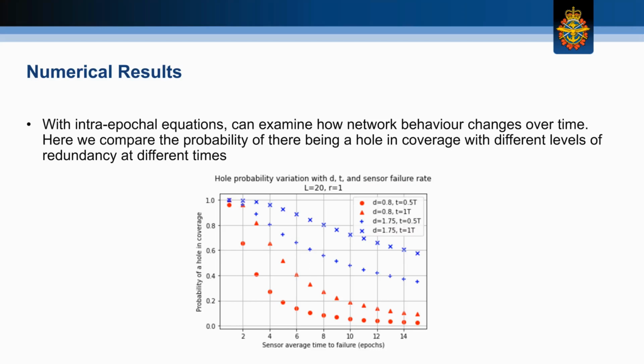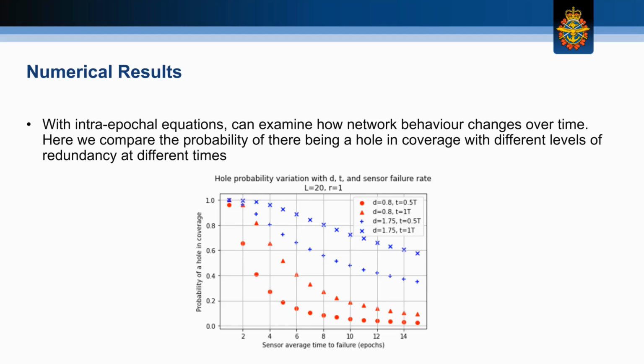And so this figure compares the probability of there being a hole in coverage with different levels of redundancy at different times, which we couldn't do before. So the blue, this is for a network that's of length 20 units, and the sensing radius of the sensors is 1. So in principle, because you sense to the left and to the right, you could cover this barrier with 10 sensors, but there would be no redundancy. So with D equal to 1.75, there's 13 sensors on the barrier, which is some redundancy, but very little. And so if any sensor in the interior fails, there will be a hole in the network.